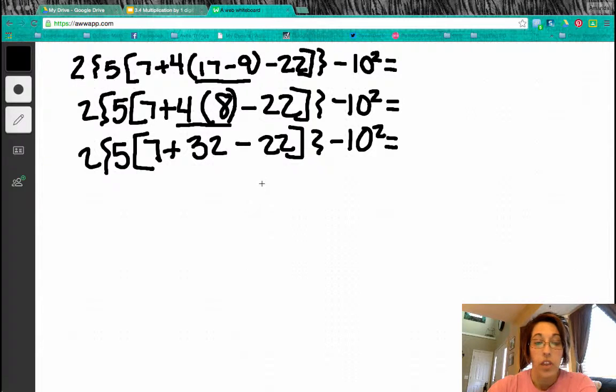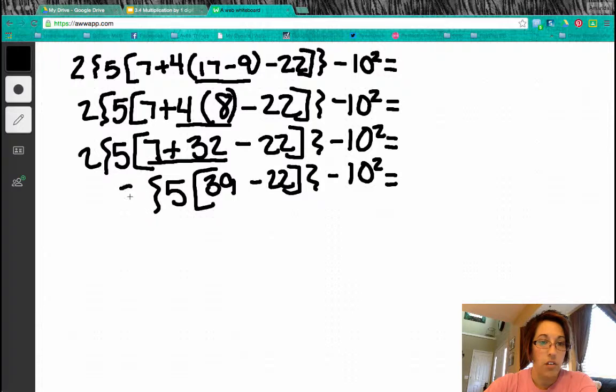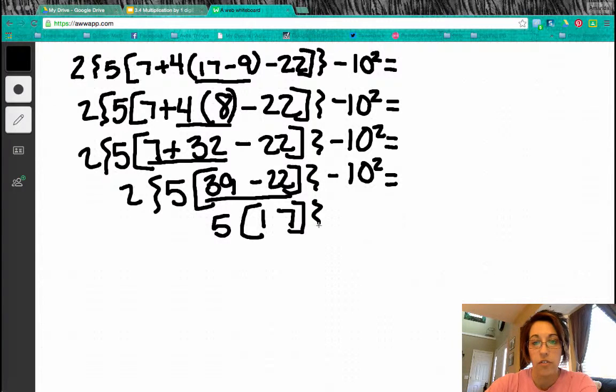Okay, so I've done all of my multiplication and division. Now I add and subtract from left to right. So I'm going to start here with 7 plus 32. It's going to be 39. Subtract 22. So as we keep going, we're going to do one step at a time to solve this problem. So we're now at 39 subtract 22. That's going to be 17. I have to keep my brackets because I've still got that 5.